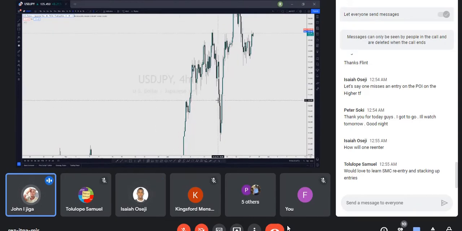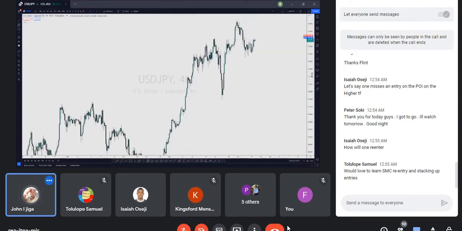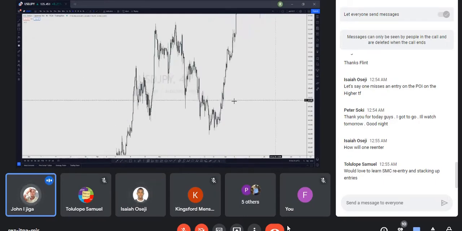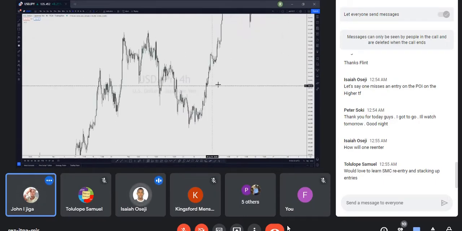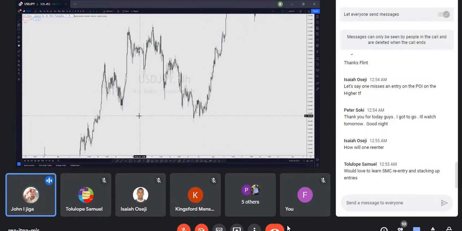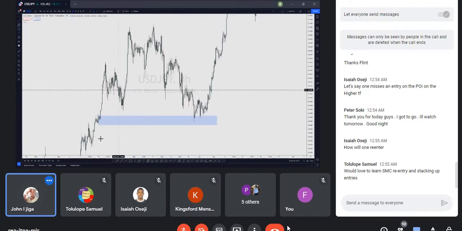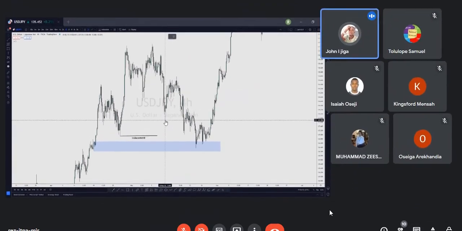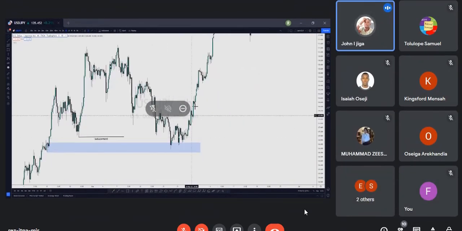USDJPY. Why I pick this pair is because it likes to move in a straight line. When it gets into a POI, it doesn't really give a re-entry. It just moves in a straight line. Look at the example from here. Let's say you had this demand zone marked out, and then this was the inducement you had for the POI. So you're expecting price to move into this POI and then go back up.